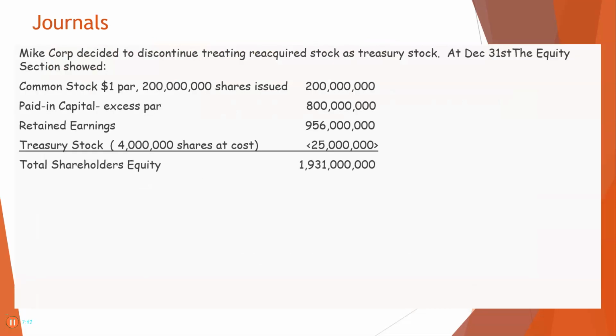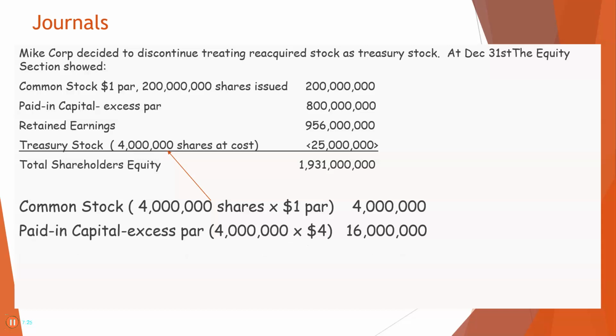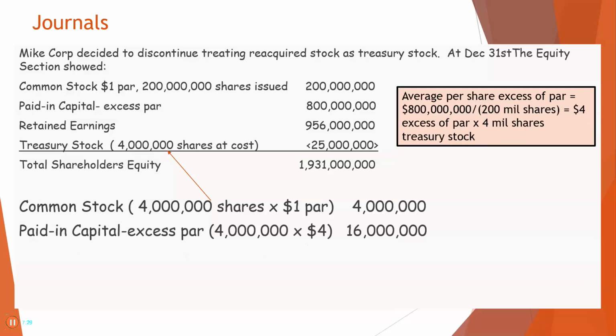So this is what we look like right now. So what we have to do first is we have to debit common stock, 4 million shares times $1. Paid in capital in excess of par. Well, how did we get that? What we do is we come up with the average for the paid in capital in excess of par by taking the 800 million and dividing by our 200 million shares. And so we get $4.